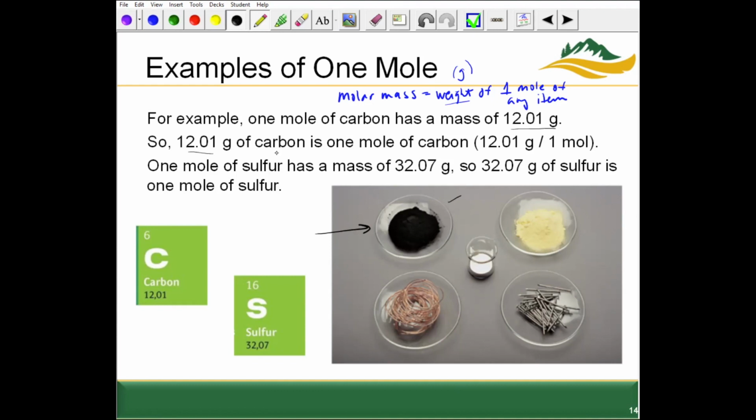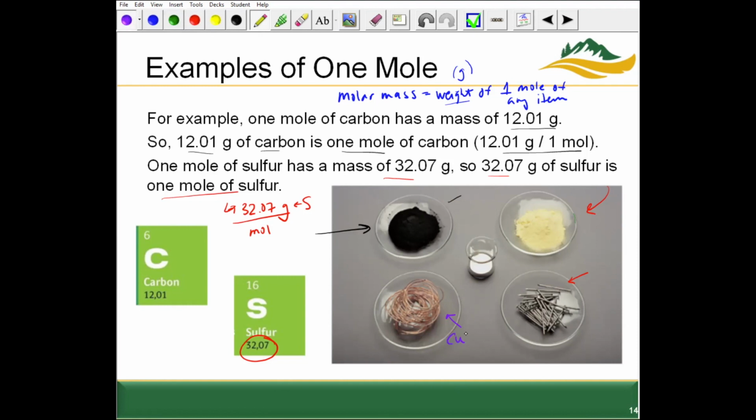So 12.01 grams of carbon is 1 mole of carbon, hence how we get the molar mass in grams per mole. This is sulfur. So 1 mole of sulfur has a mass of 32.07 grams. So 32.07 grams of sulfur is 1 mole of sulfur. For sulfur, we would write it as 32.07 grams per mole. We can also figure out how much 1 mole of these nails weighs. That may be a certain metal. We can also figure out how much this wire weighs.